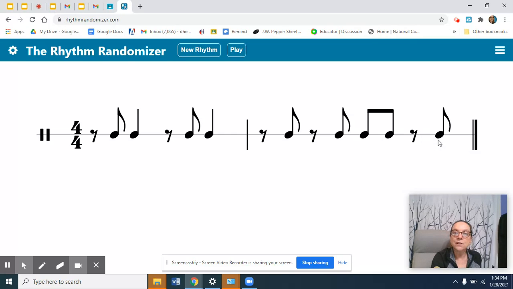And rest four. Sorry. Rest and. After I told you how to do it, I did it wrong. So let's try it again. Rest and two. Rest and four. Rest and. Rest and three. And rest and. I like that rhythm. Let's listen to it again.